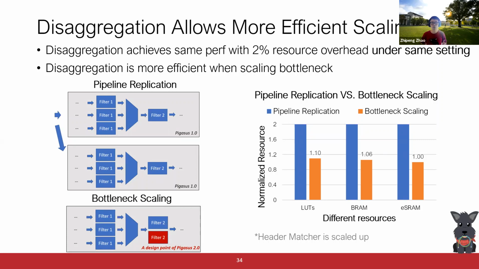On the x-axis, I'm showing you the different types of resources. And as you can see, the pipeline replication requires 2x more resource compared with the 100 gigabit per second pipeline. And for the bottleneck scaling, we only use about 10% more resource compared with the 100 gigabit per second pipeline. So overall, by comparing the pipeline replication and bottleneck scaling, we can see that the bottleneck scaling will save a lot of resource.